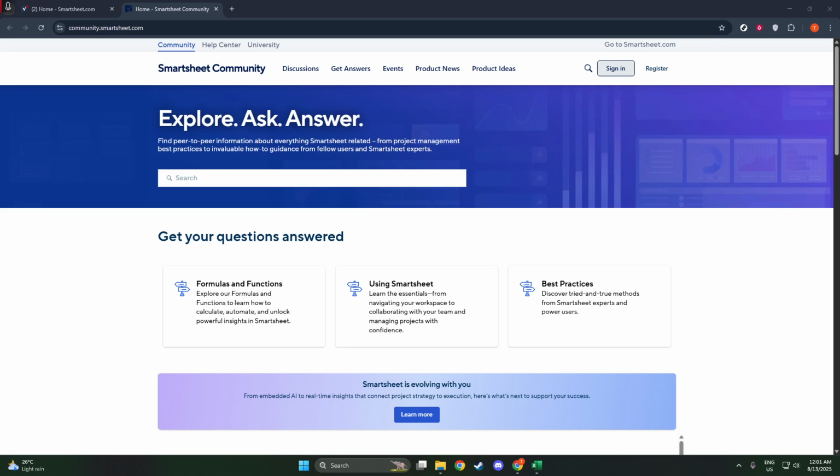So there you have it. A handy resource you can rely on whenever you face challenges with Smartsheet. The collaborative nature of the Smartsheet community provides a trove of expertise at your fingertips, ready to help you get the most out of Smartsheet. Don't hesitate to dive in and be part of this vibrant community.